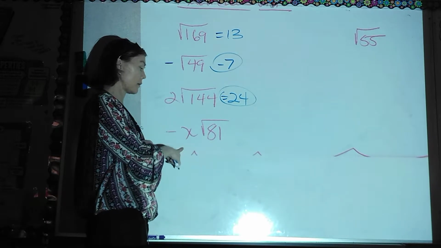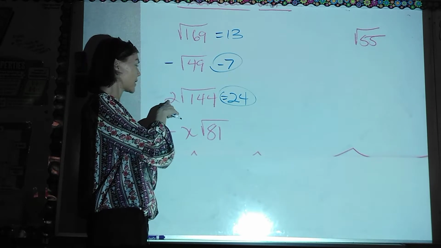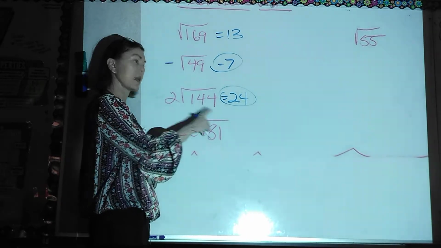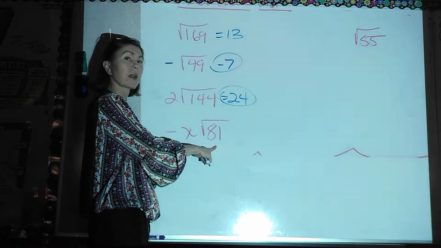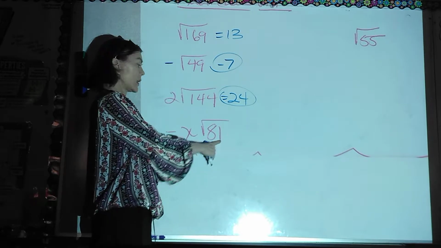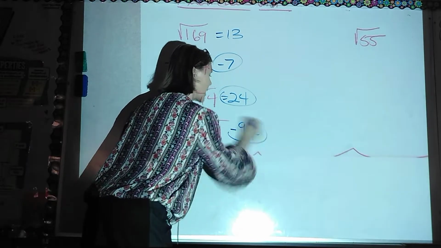Now here we have a negative variable in front of the radical. Same directions, okay? We said 2 times whatever this is. Well, it's going to be negative x times whatever the result of this is. So what is the square root of 81? 9. What's a negative x times 9 give us? Negative 9x, and that is your answer.